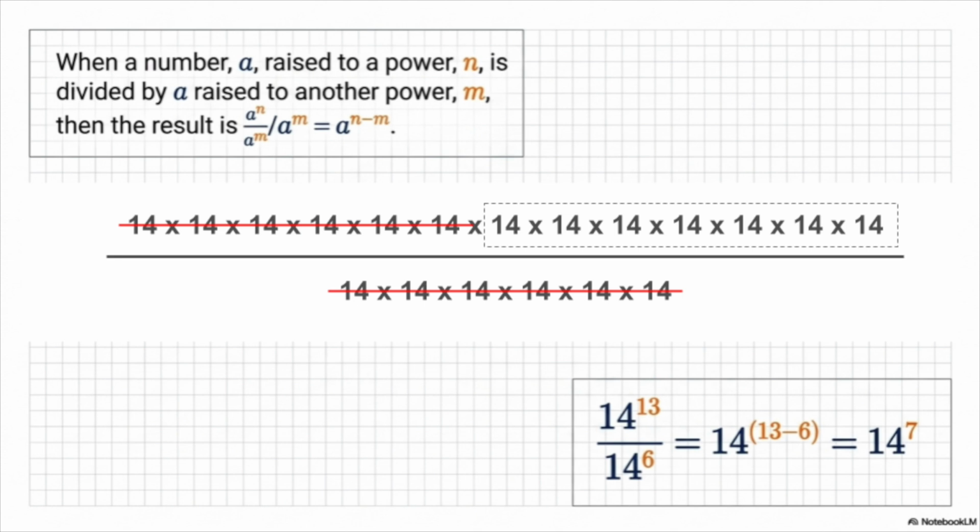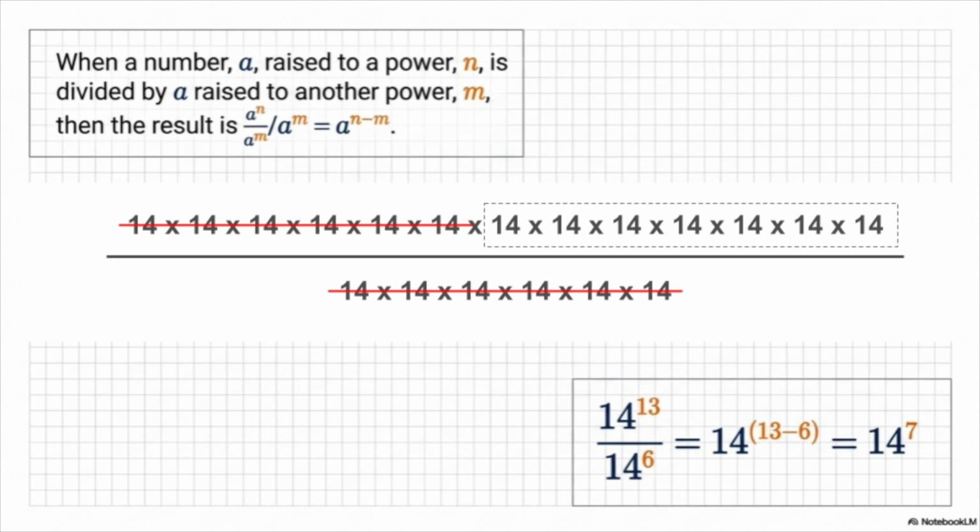Picture writing that out as a massive fraction on a whiteboard. Okay, I'm picturing a literal wall of numbers right now. On the top line, the numerator, I have to write out the number 14 multiplied by itself 13 times. Correct. And on the bottom line, the denominator, I write out a chain of 6 14s. Perfect. Now, what happens when you divide a number by itself? Well, it becomes 1. Exactly. So start crossing out matches on your whiteboard. For every 14 on the bottom line, cross out a corresponding 14 on the top line.